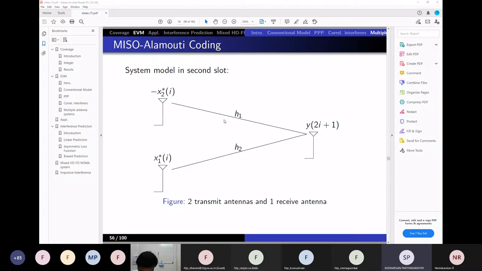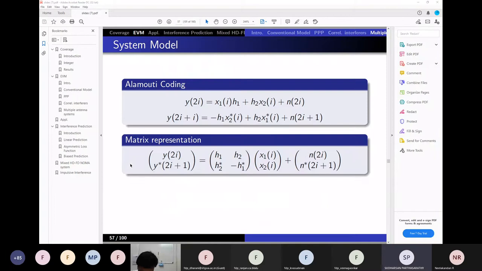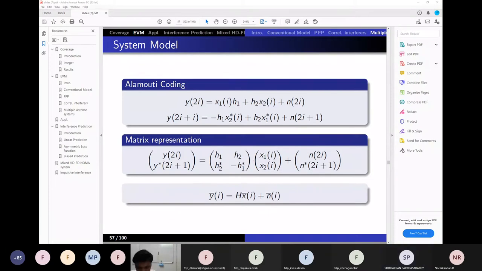Next slide, slide number 57. So you have the Alamouti equations for the received symbol. Next, you can write this in matrix notation. While writing the matrix notation, for the second equation, for y of 2i plus 1, you take the conjugate. So you can write it as y vector of i equals capital H times x vector of i plus n vector of i.